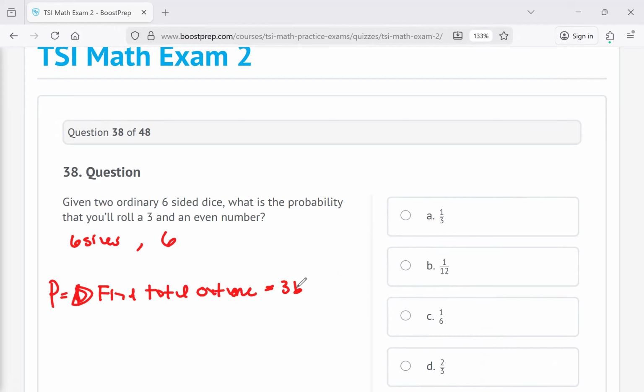And what else? Identify the favorable outcome. So you have two dice, and each dice has six sides. In the first dice, you have one, two, three, four, five, six, right? And then the second dice, same idea: one, two, three, four, five, and six. So what is the probability that you'll roll a three and an even number? So here you have a three, and then two is even.